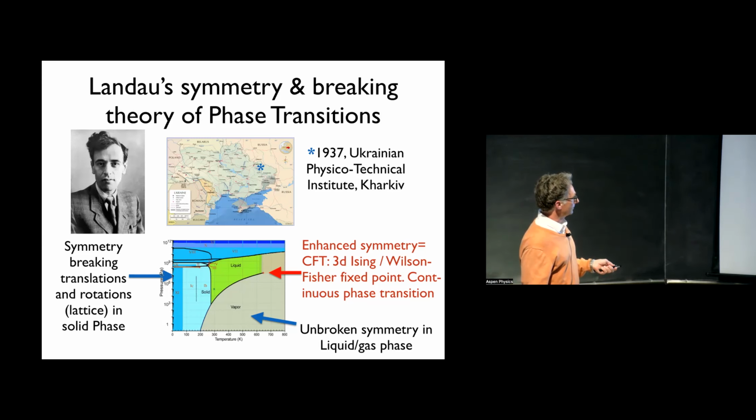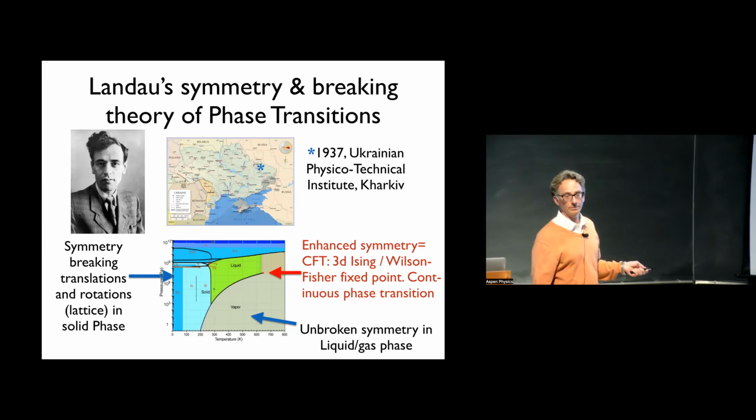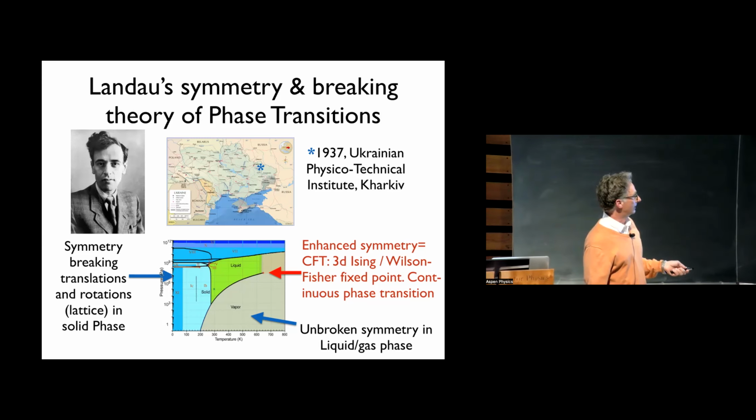And actually at the end of this separator between these phases is another enhanced symmetry. This is the theory where we have a continuous phase transition, it's a fixed point of the renormalization group. It has an enhanced symmetry, which is actually a conformal symmetry. And for instance, it could be the 3D Ising or Wilson-Fisher fixed point.